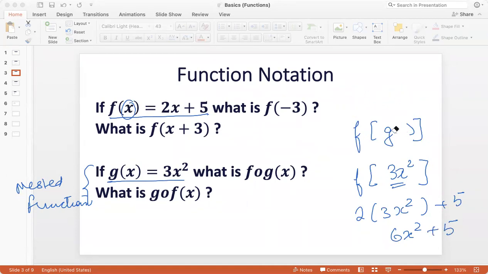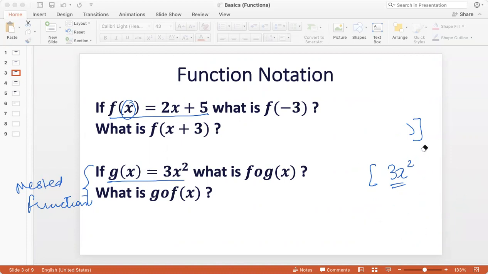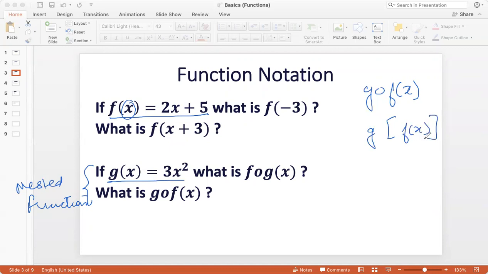Let's try and find g of f of x. So how do we find g of f of x? The same logic, this would be g of f of x, which means the value of f of x becomes the subject for g. So f of x is 2x plus 5. So 2x plus 5 becomes the subject for g. So wherever I have x in the definition of g, I would replace that with 2x plus 5.